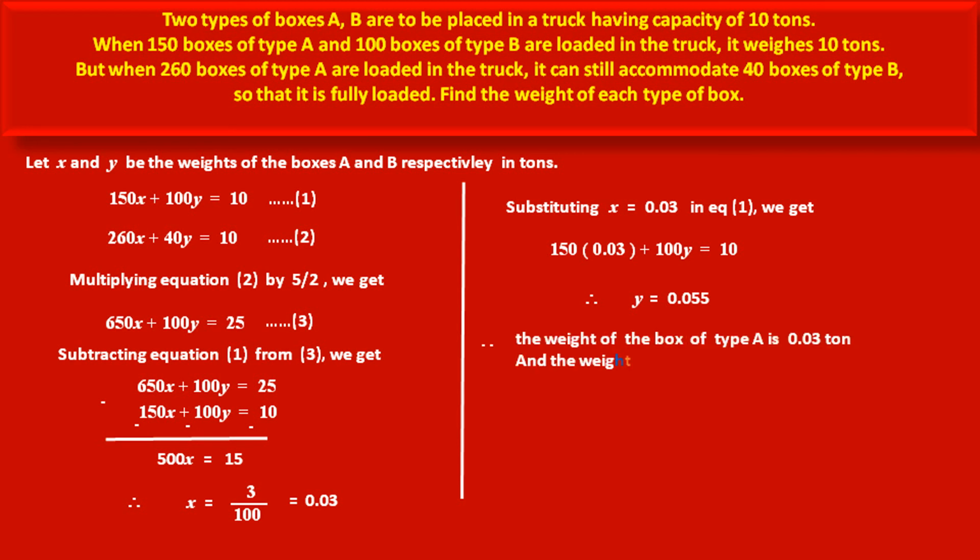So now we have values of both the variables x and y. So the weight of the box of type A, according to our assumption, is x, so it is 0.03 ton, and the weight of the box of type B, according to our assumption, is y, which is 0.055 ton. So friends, like this we can solve any word problem by converting it into equation form.